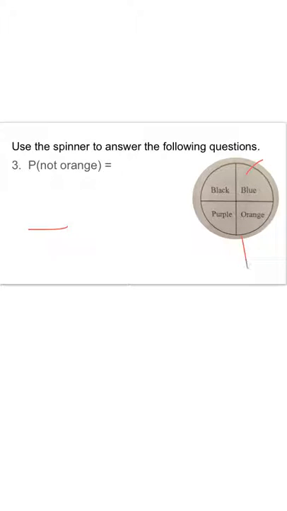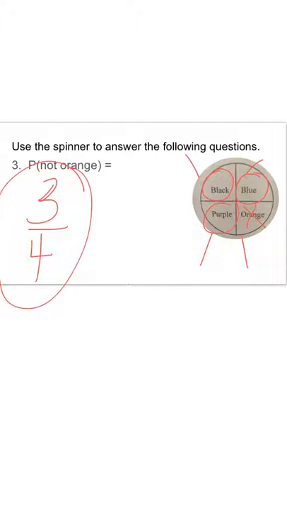Number 3, find the probability of spinning something that is not orange. Again, you look at your possible choices. There are 4, so 4 goes on the bottom. We don't want orange, so that means that we could have black, blue, or purple, and there are 3 possible choices, which means that there is a 3 fourths probability of not spinning orange.